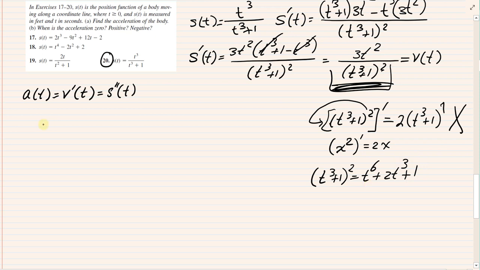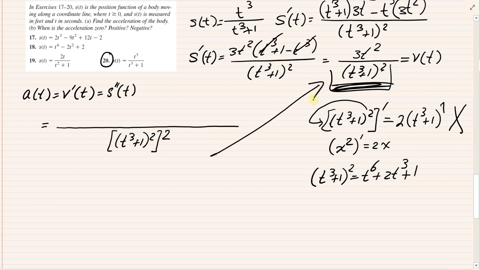Therefore, S double prime is going to be, we're going to square the denominator, right? The denominator is t cubed plus 1 squared, and yet we square it again. Then we're going to repeat the denominator, t cubed plus 1 quantity squared, times the derivative of the numerator. This is the numerator. That's going to be 6t, minus the numerator times the derivative of the denominator.